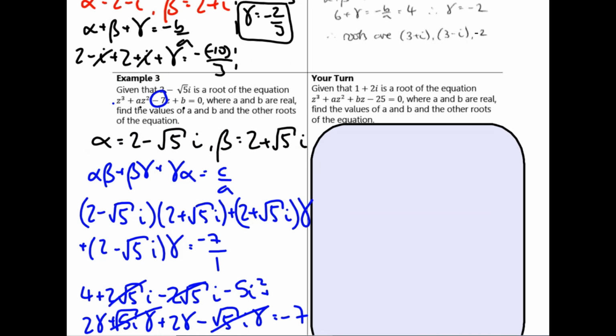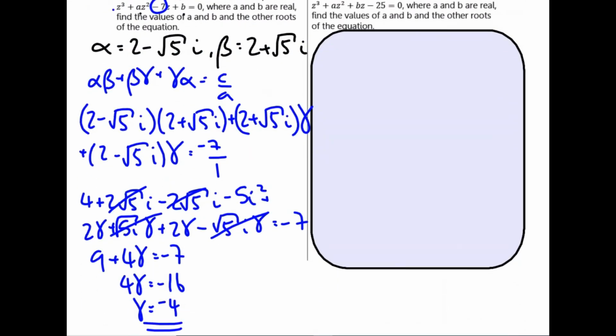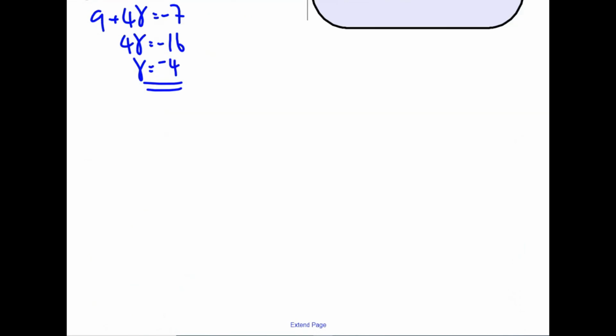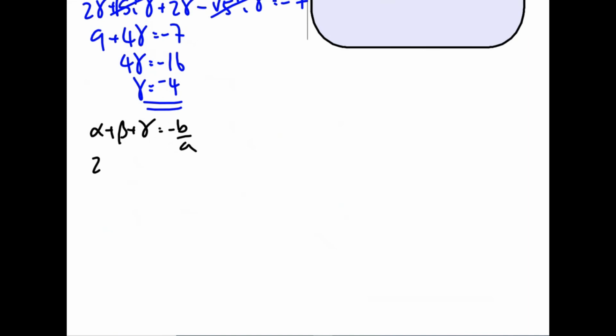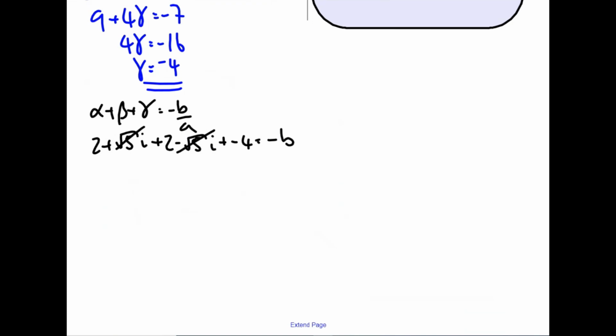Once I've got that, it's not too bad to work out the coefficients of A and B. So for A, that's the coefficient of z squared. That's where B normally is. So I'm going to use the sum of roots equal to minus B over A to find that. We had 2 plus root 5i minus root 5i minus 4 for gamma equals minus B over A. A is 1. The surds cancel, but 2 plus 2 minus 4 is 0. And in our case, actually, instead of B, it's A. This tells me the value of A is 0.